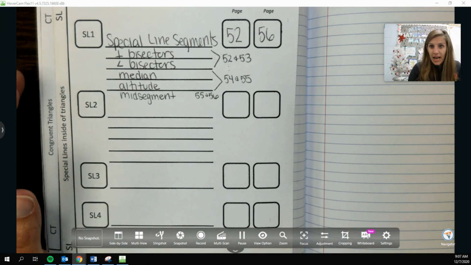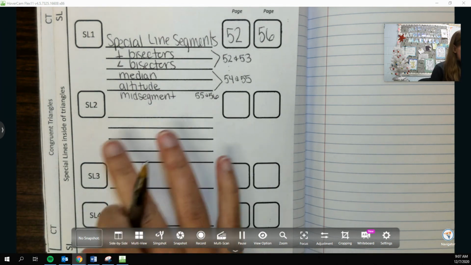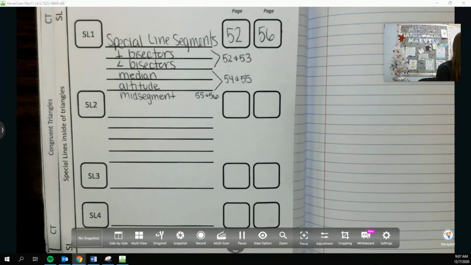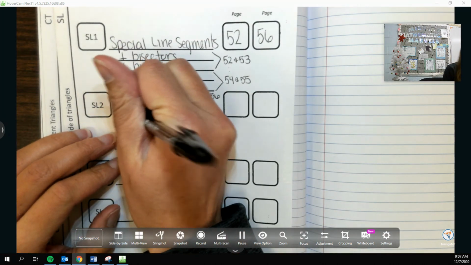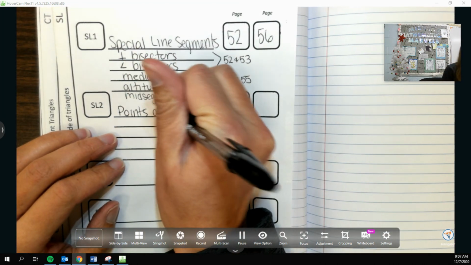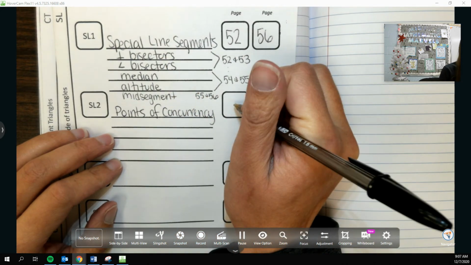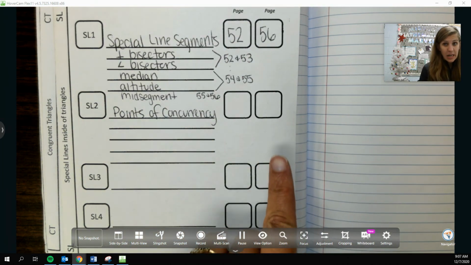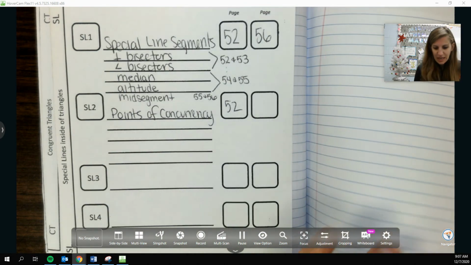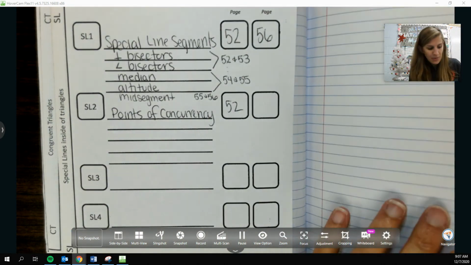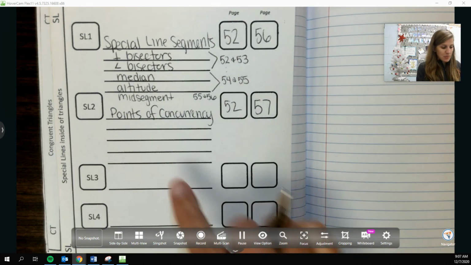All right, guys, we are going to add to our notebook about our points of concurrency. So in our table of contents, on this top line here, we're going to write points of concurrency. And we're actually doing that on some of these same pages. So I'm still going to put 52, I think, to 56. Oh no, this one's going to go to 57. And then I'm going to put more specific pages down here.